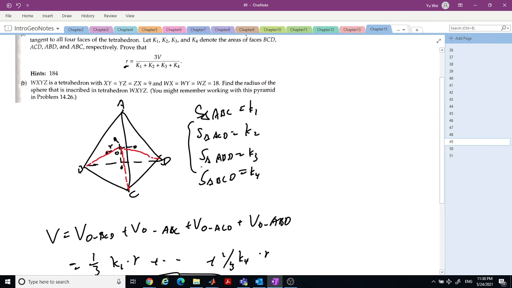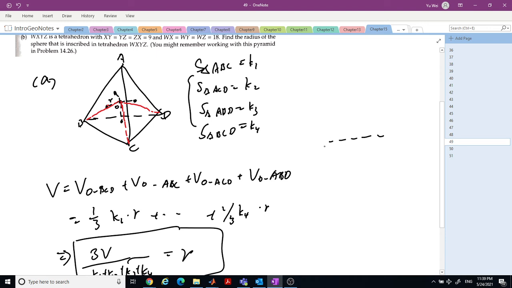That's the A part. The second part: we have xy = yz = zx = 9, and the other one is equal to 18. We want to find the radius of the inscribed sphere.